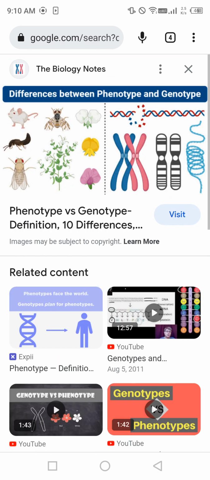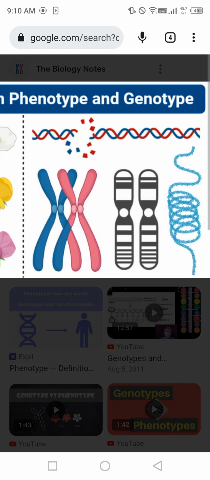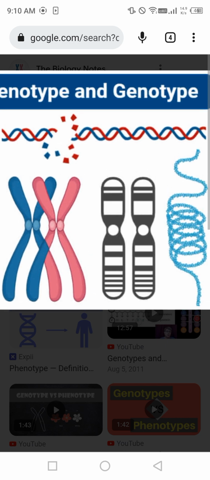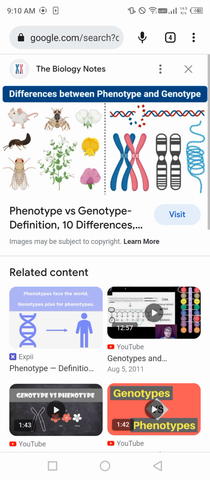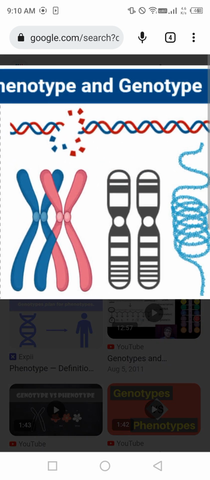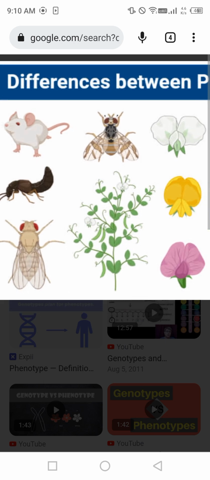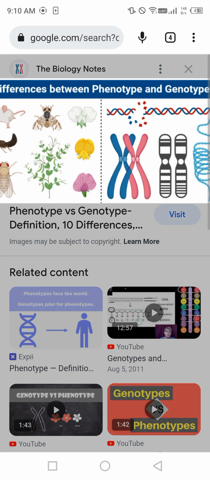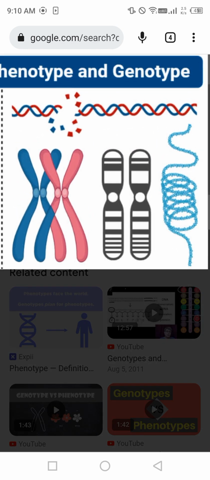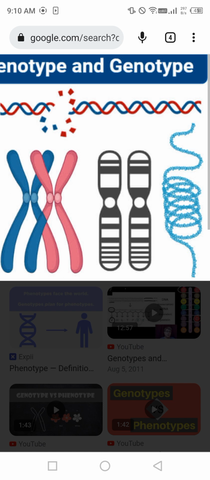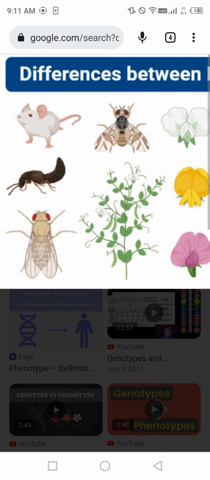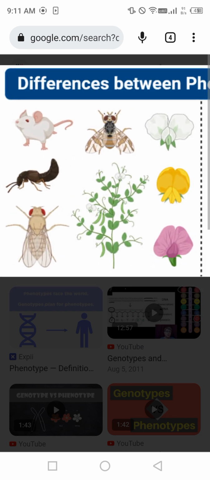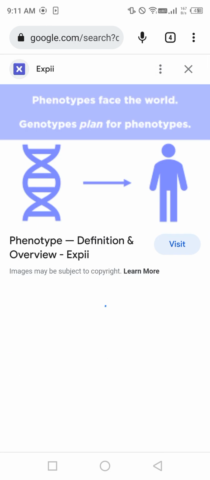Difference between phenotype and genotype. See, here we have the DNA or genes of plant and animal cells, and here the picture is showing only plants or animals, insects. So here the DNA is related to plants and animals. So genotype is the genes that a particular organism has, and phenotype is how we look, it depends on our genes, right? Phenotype faces the world and genotype plans for phenotype.